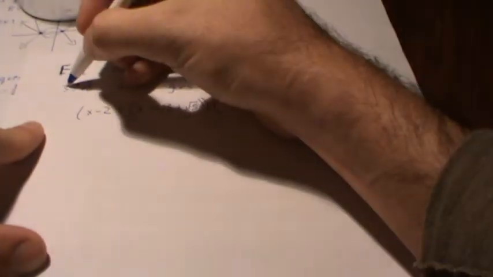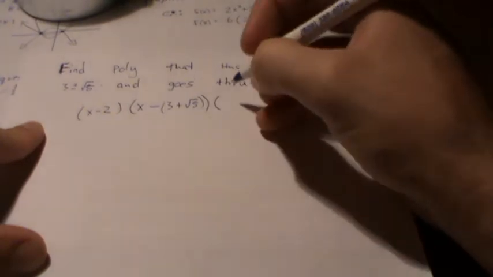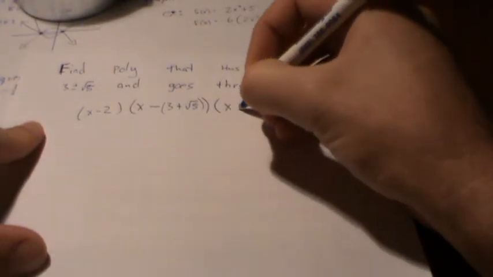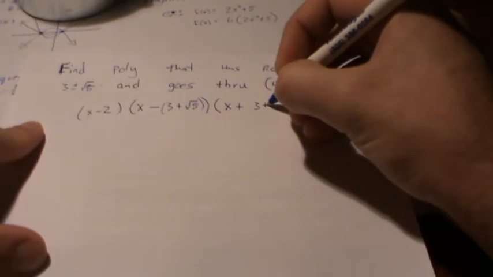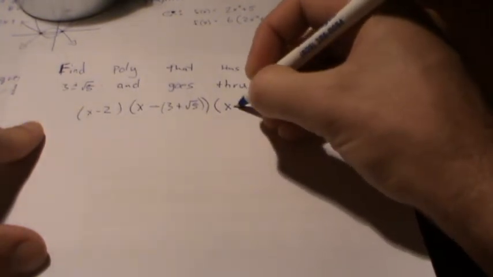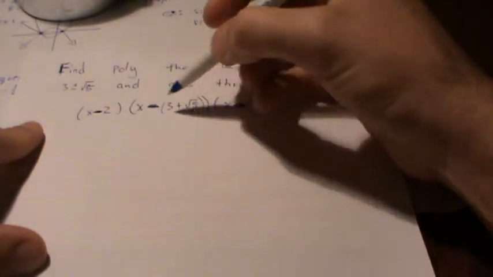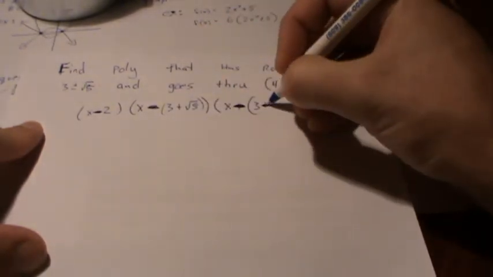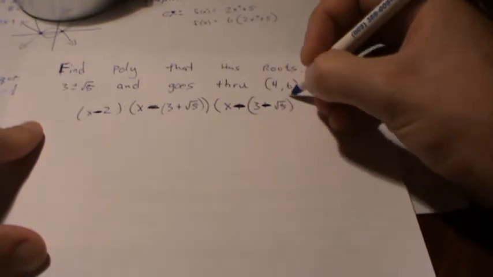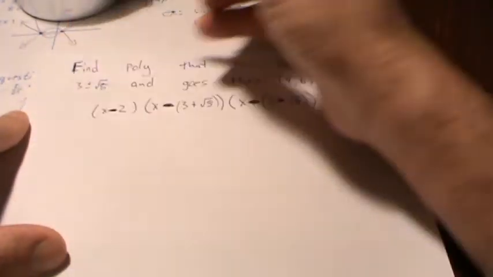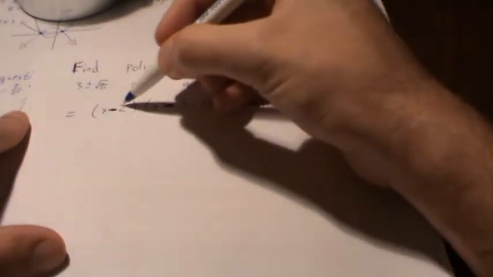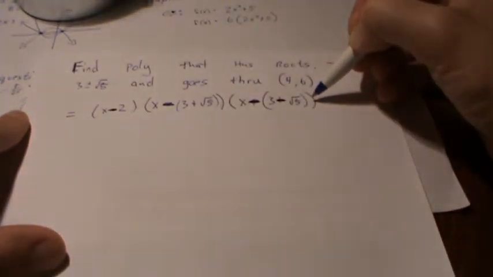Then the other one, remember this is plus and minus here. And so I get x minus 3, and now I need to do 3 minus the square root of 5. These should both be minuses, just like this is a minus. Okay? So you set this up. Then this is basically my polynomial here.